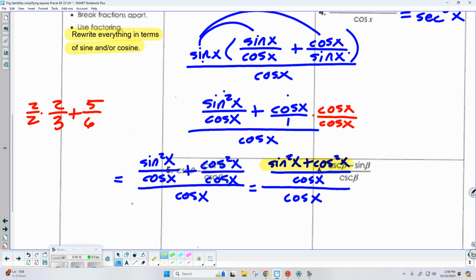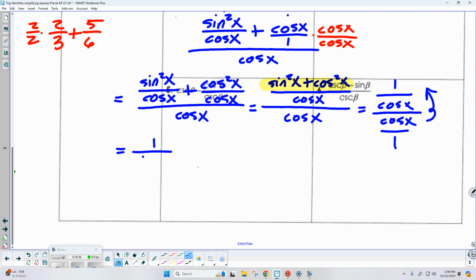What's sine squared plus cosine squared? 1. That's one of your Pythagorean identities. So I can say 1 over cosine of x divided by cosine of x. Well, now we can do what I said a moment ago. Let's pretend that's 1, and let's flip it. So this is going to be 1 over cosine times 1 over cosine. Well, that's 1 over cosine squared. But what's 1 over cosine squared? Secant squared.